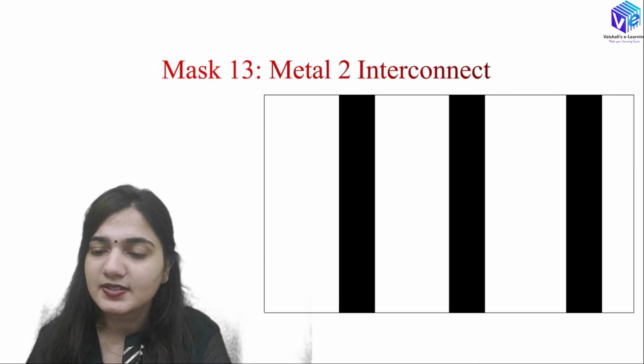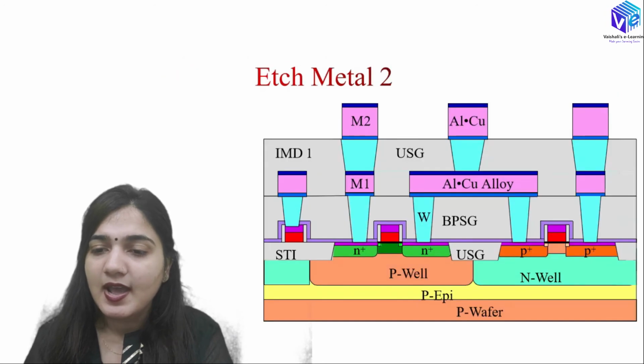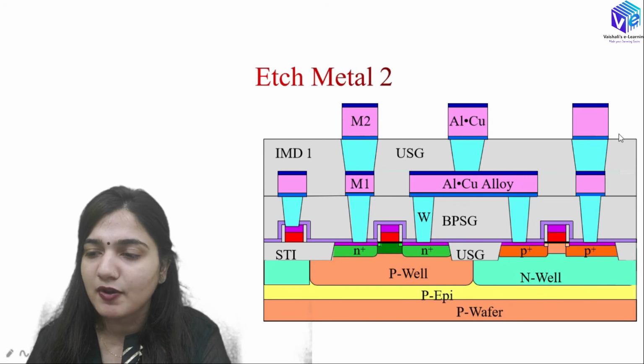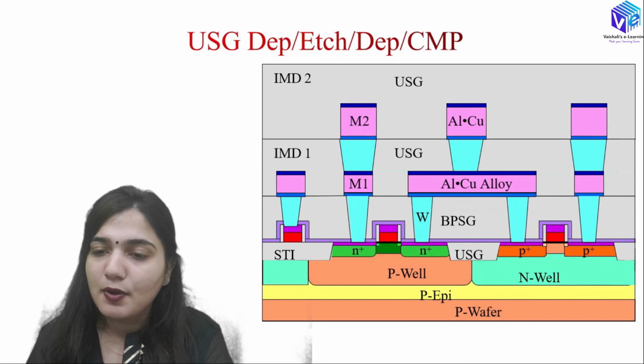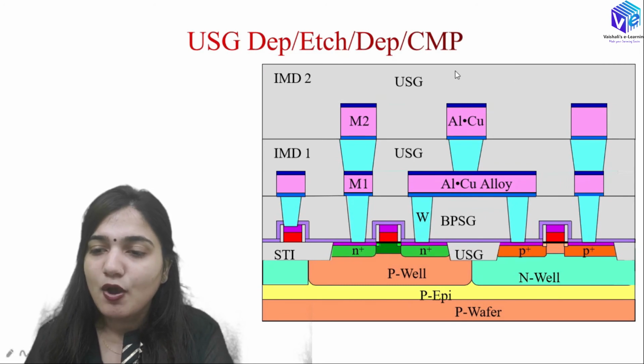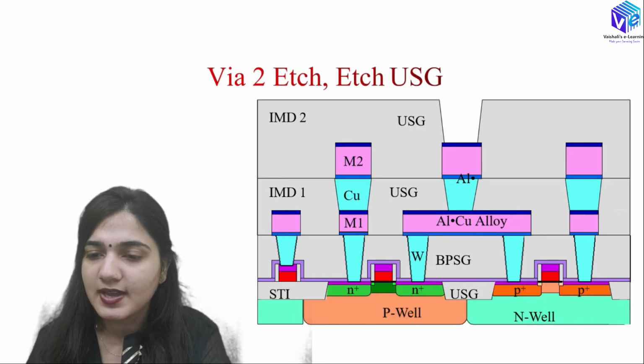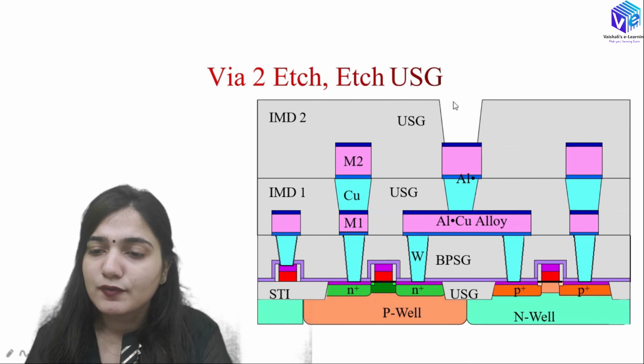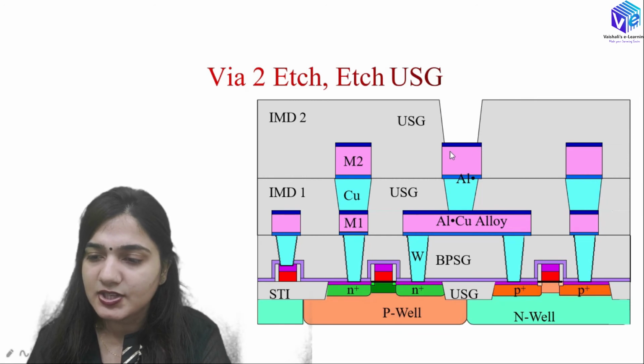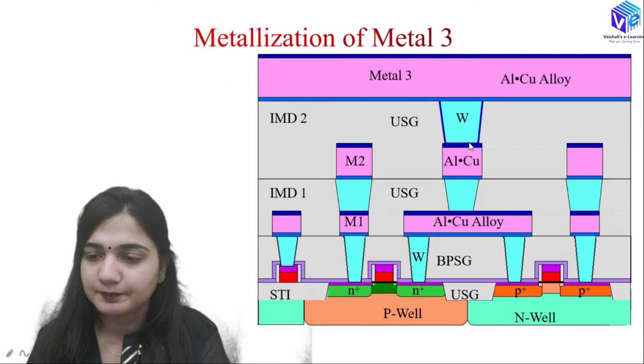We are using mask 13 for the metal 2 interconnect, and then we are going to etch out the metal 2. Here you can see with the help of the mask 13 we have etched out the metal 2, that is aluminium copper. And now again with the help of the deposition of USG, this is the IMD2 layer, we have deposited the USG layer. We can use the mask 14, that is the wire 2 mask, and then we can have the trench that is formed over here. So wire 2 etching is done and we are going to etch out the USG layer, and it is reaching up to this layer, the titanium nitride layer.